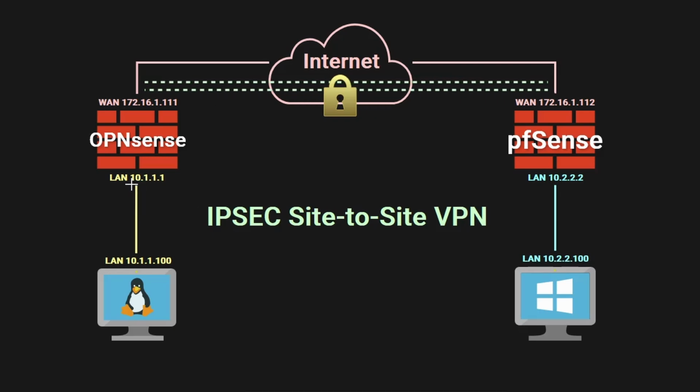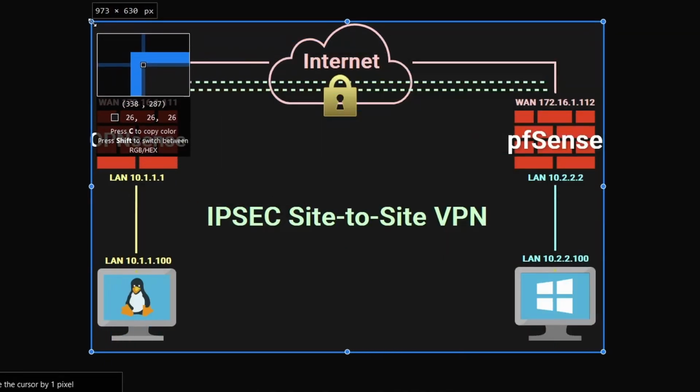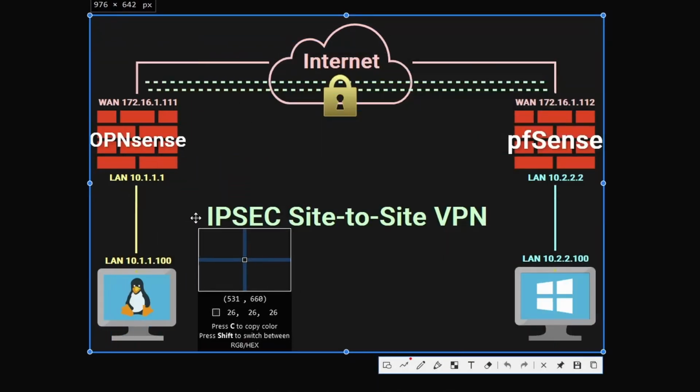On the left we will have a LAN of 10.1.1.0, and on the right we will have a LAN of 10.2.2.0, so it will be a /24 on each side. I will take a print screen of this one so we can have it on screen. So it will help us a bit to follow along.